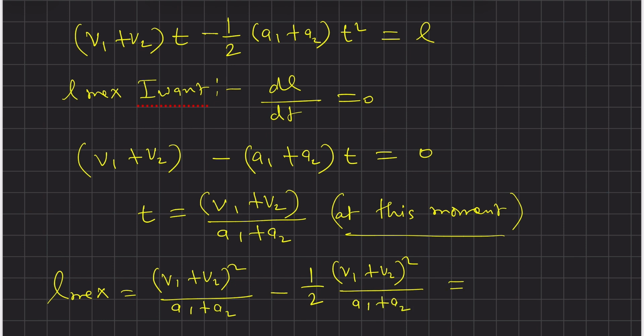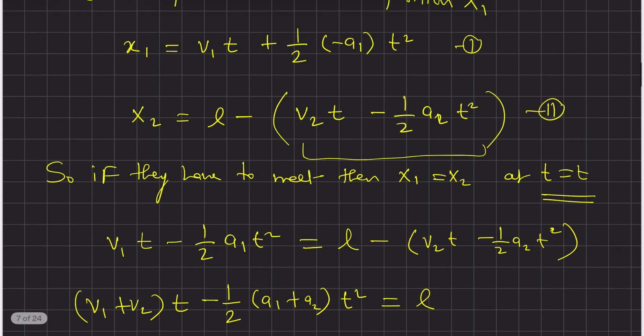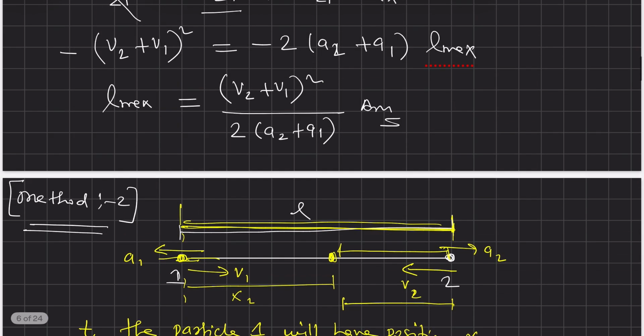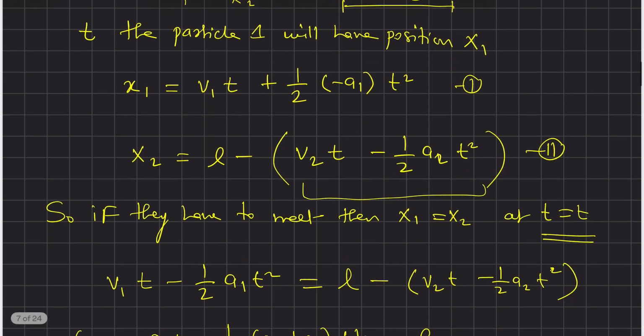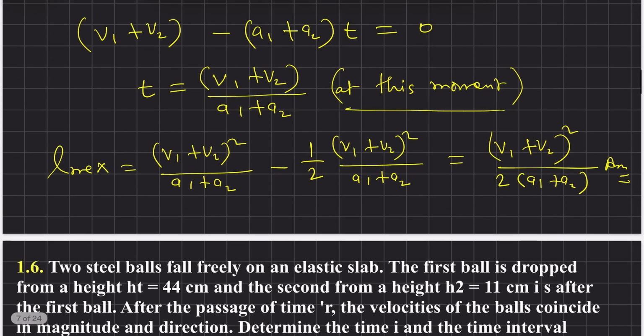So if we solve this, what we will get is v1 plus v2 whole square divided by 2 of a1 plus a2. So that is also the answer. If you see, guys, with both the ways I have solved this problem for you. Of course, with the graph also we can solve this problem. So it is your job, guys. You solve this question with the graph. If you can do it, let me know. Maybe in some other lecture I will cover the graph method also for you guys.